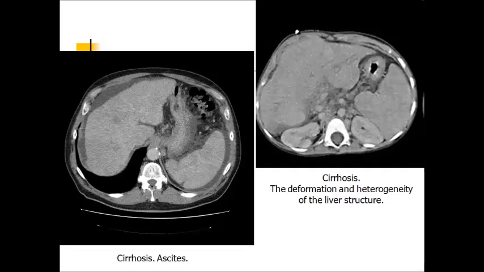Here are two pictures showing examples of cirrhosis combined with ascites as the result of portal hypertension, and a deformed, irregular contour of the liver and heterogeneity of liver structure as a result of development of connective tissue.